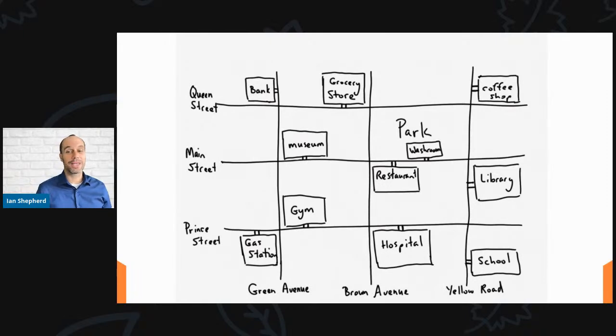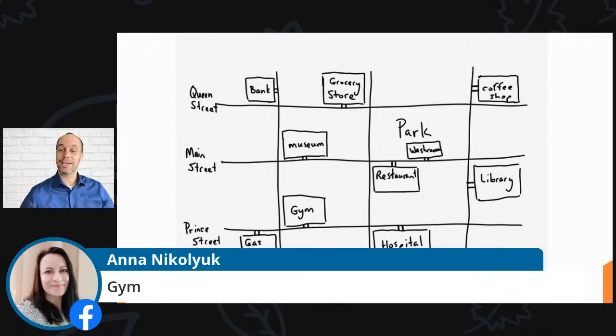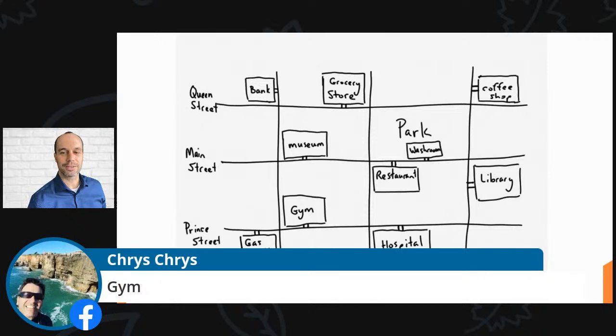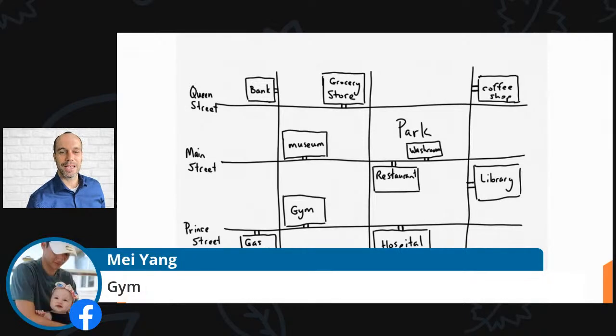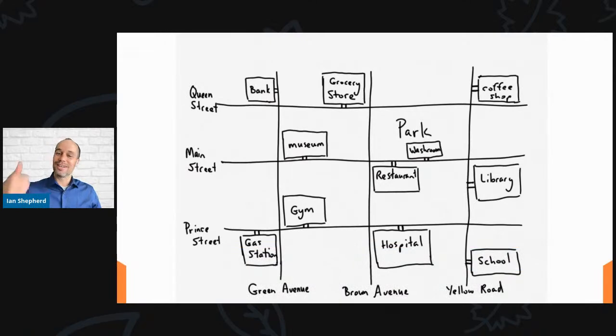So I see we have some answers. Anna was first. Anna said gym, but also Chris got it. Chris said gym and Mei Yang. I mean, your English is probably too good for this lesson, but that's okay. Thank you for watching. So everybody's right. We followed the instructions. We got from the coffee shop to the gym.